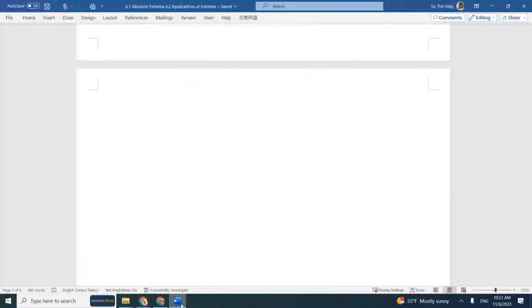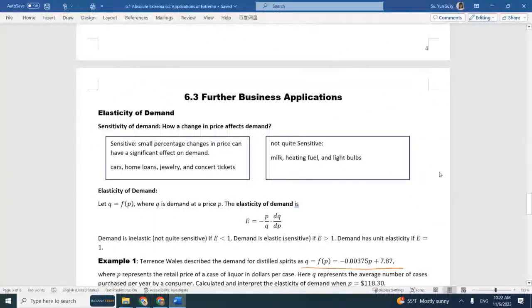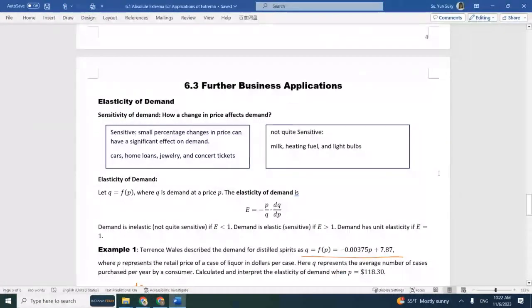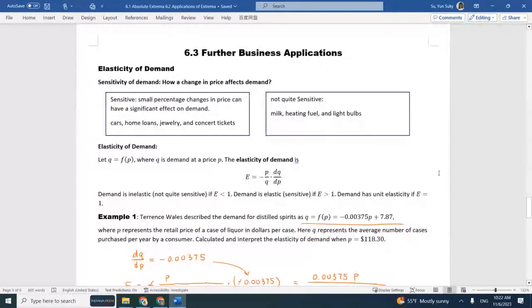Okay. Let's continue. So 6.3, we talk about elasticity of demand. The formula is E equals negative P over Q times dQ/dP.